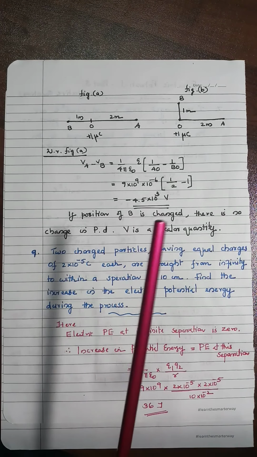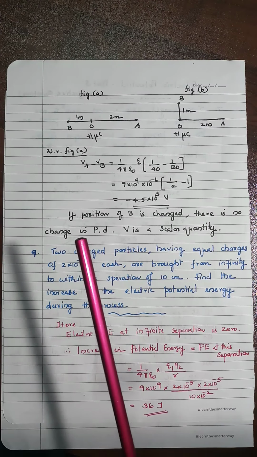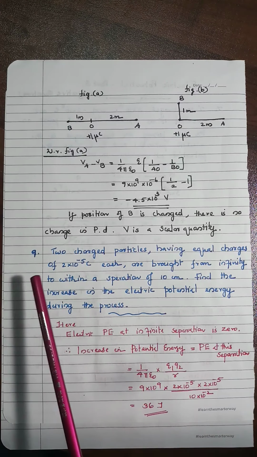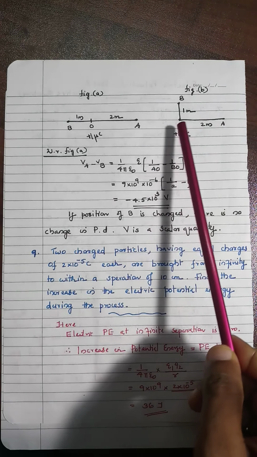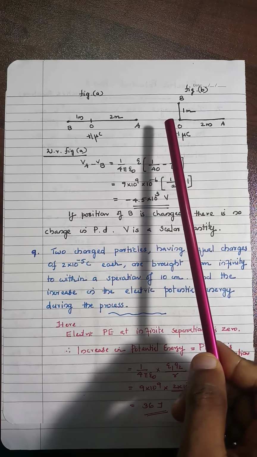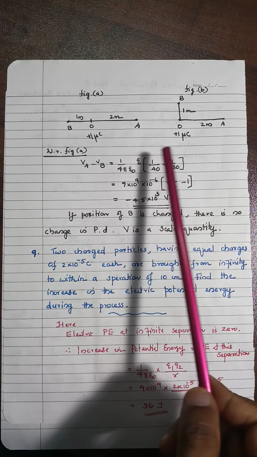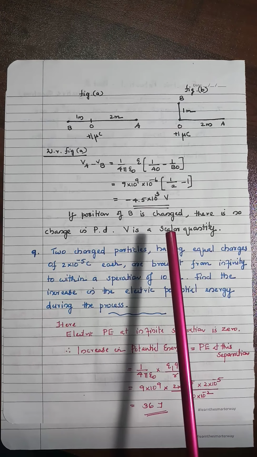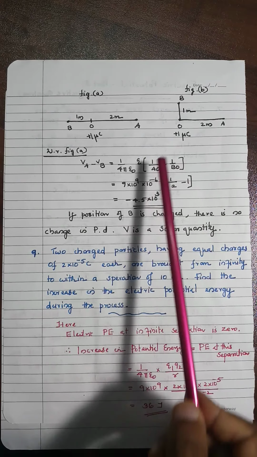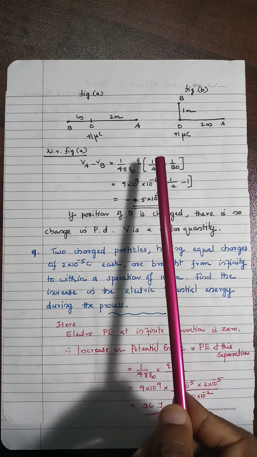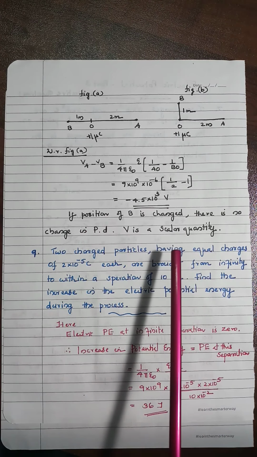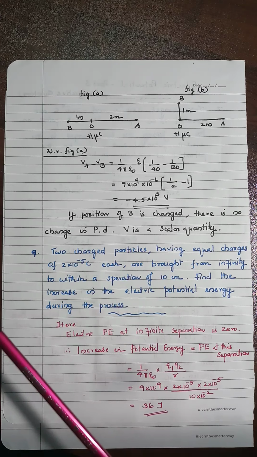We already know one thing. The electric potential is a scalar quantity, and hence if we change the location of B without changing the separation, then there is no change in potential difference. Reason, the potential is a scalar quantity, and here the separation is constant but the direction only changes, and hence there is no change in the potential difference. It is a very good concept.